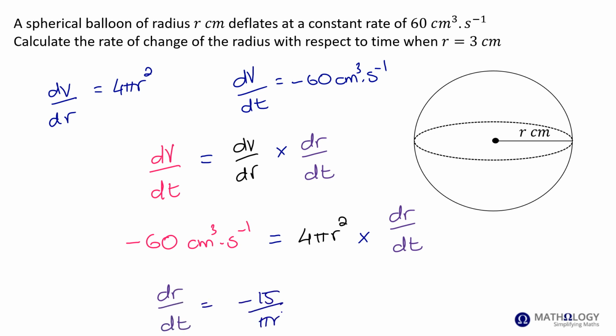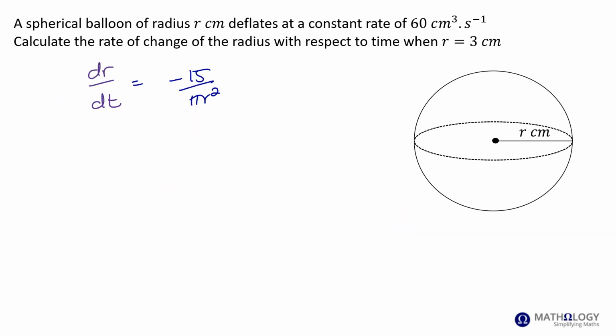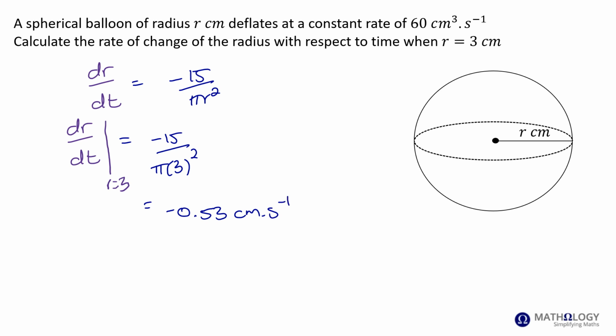dr/dt represents the rate at which the radius of the balloon changes over time. Since we want to know what this rate of change of radius is when the radius is 3 centimeters, we simply substitute r equals 3 into the expression for dr/dt. dr/dt is therefore approximately minus 0.53 centimeters per second. In other words, when the radius of the balloon is 3 centimeters, the radius of the balloon is decreasing at a rate of 0.53 centimeters per second.